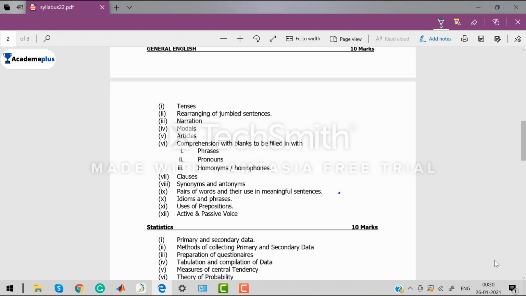Then we have General English in this section. These are the 10th class syllabus topics, like we have studied all these things in 10th: tenses, arranging of jumbled sentences, then narration, modals and articles, and different comprehension, with phrases, pronouns and homonyms. Then there are homophones. These are very easy. The synonyms and antonyms are there, idioms and phrases are there. So we will discuss all these things from zero.